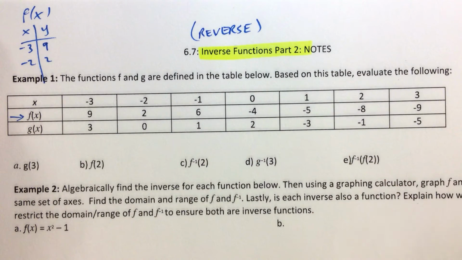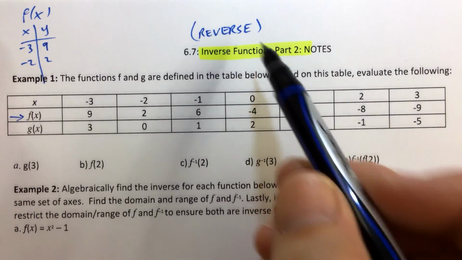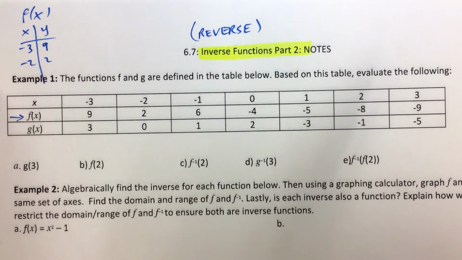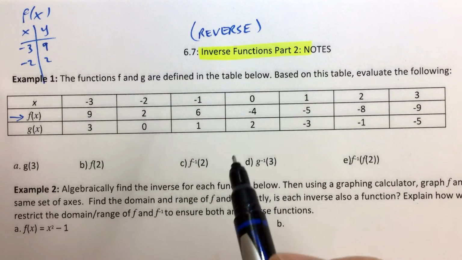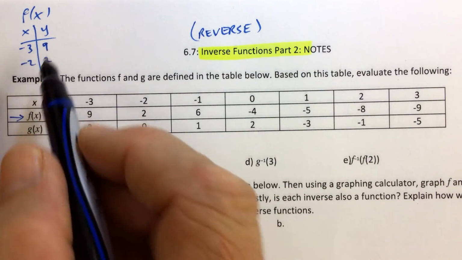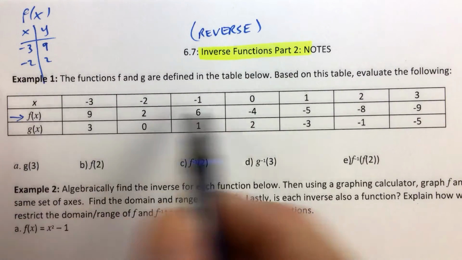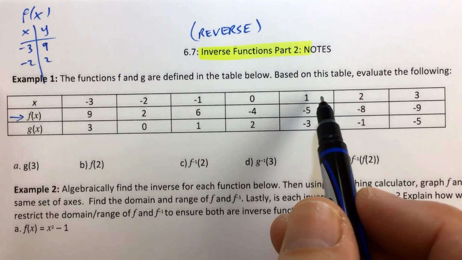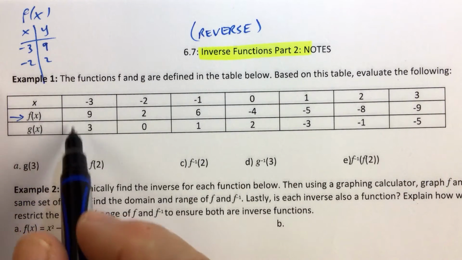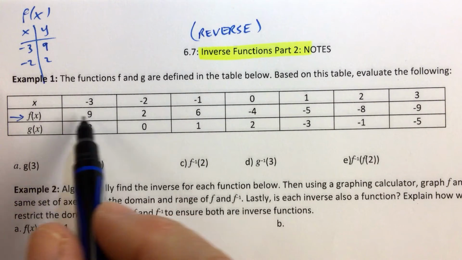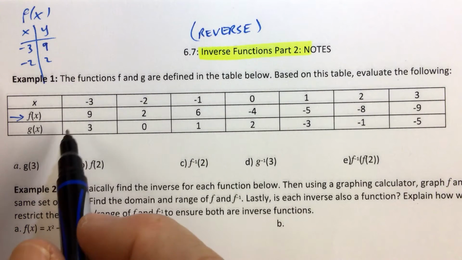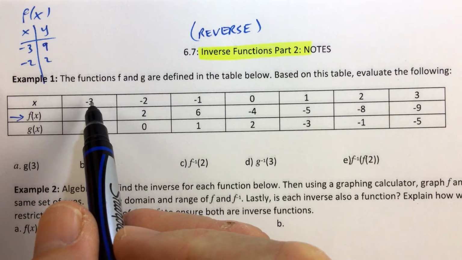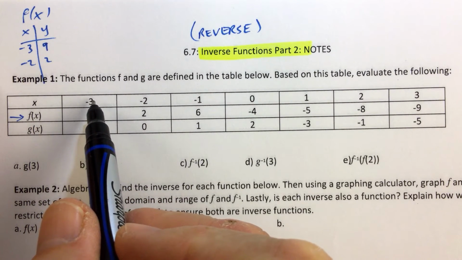Inverse functions part 2. Remember when we learned the word inverse, we related that to the word reverse. And so what reverses in inverse functions? Well, what reverses is the x and y coordinates. So in other words, in an effort to help you read the chart here, the first row is values of x, and then the second and third rows give us values for f of x and g of x.